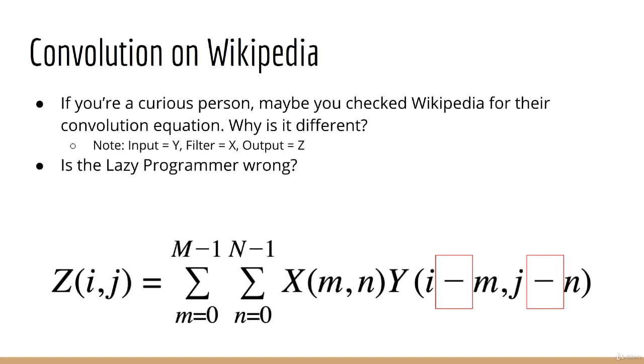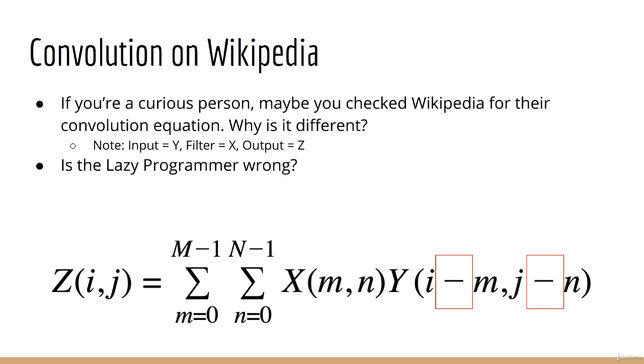Now you might notice something weird about this equation from Wikipedia, which is that instead of plus signs, we have minus signs. Why is that? Is the lazy programmer wrong? And the answer is, in fact, all of deep learning is wrong. But for better or worse, that's just the way we do things.